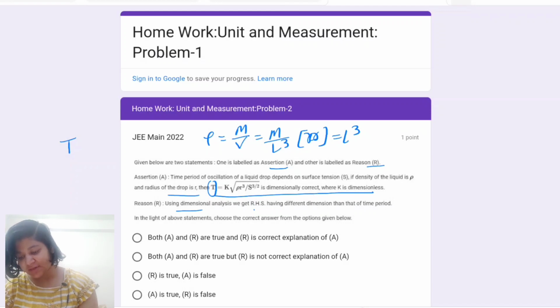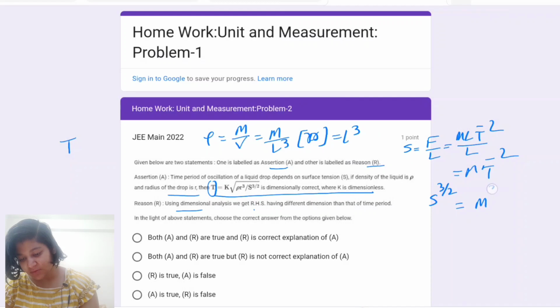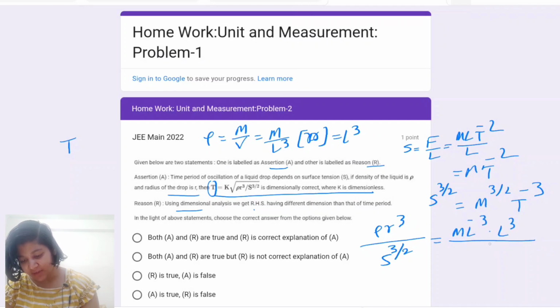What is S? S is the surface tension. Surface tension is nothing but the force per unit length. So M L T to the power minus 2 by L, or M T to the power minus 2. So surface tension to the power 3 by 2 means M to the power 3 by 2 T to the power minus 3. Let us now find out the dimension for this quantity, which becomes M L to the power minus 3, r cube means L cube, S to the power 3 by 2 is M to the power 3 by 2 T to the power minus 3.